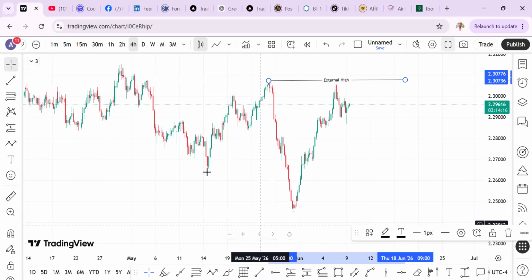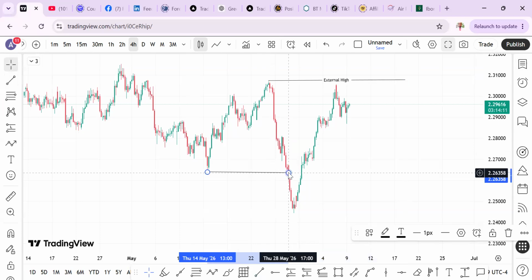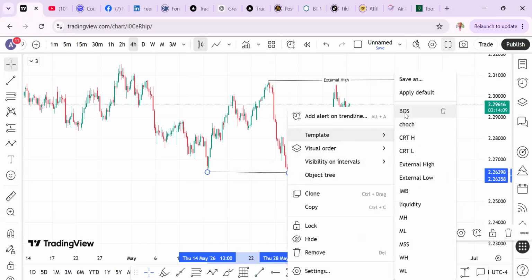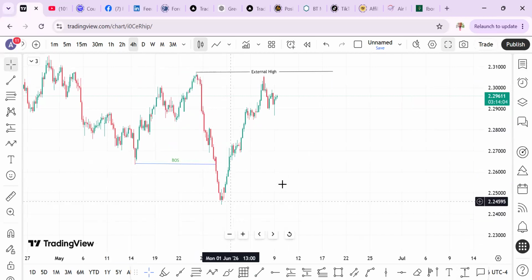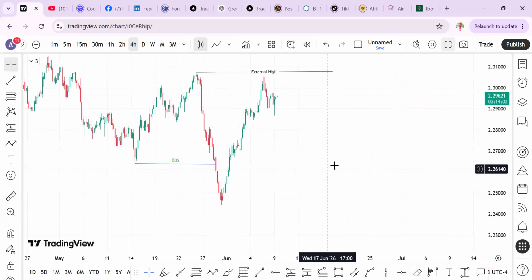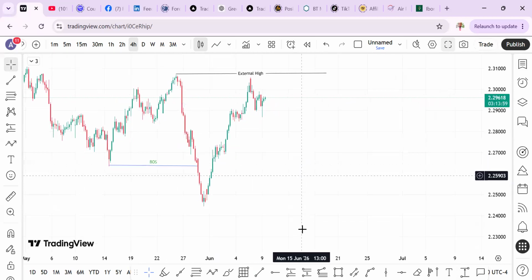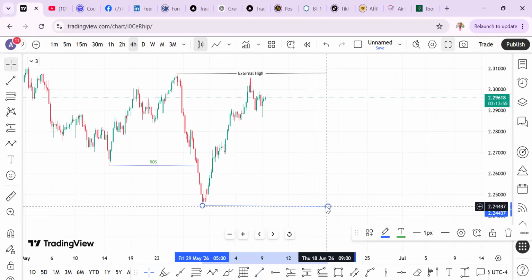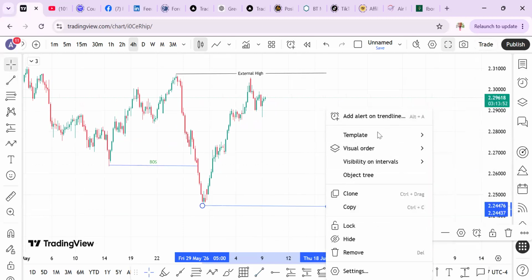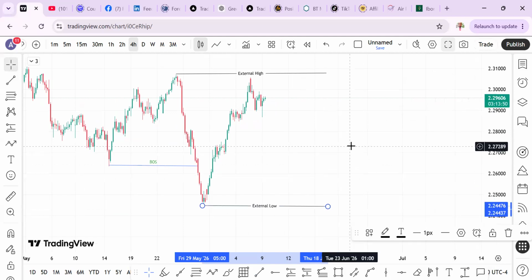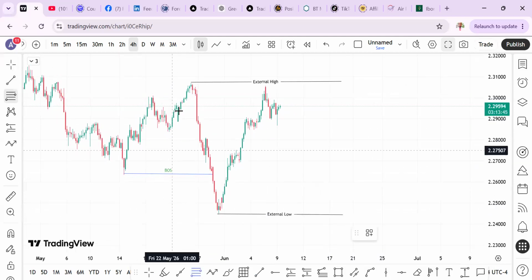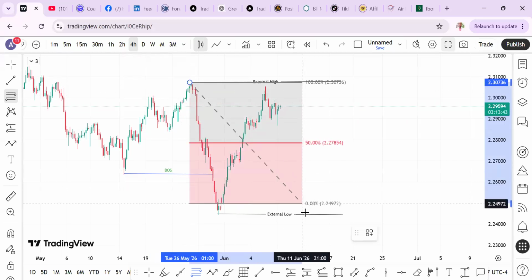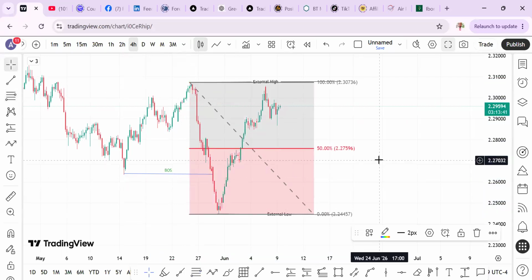All I need to do is to mark out my break of structure. Now, because I have a break of structure to the downside, everything about this trade is still a downtrend. Here comes my external low. So whatever I want to do in this trade is to look for a sell opportunity. Having done that, I did this about a week ago.